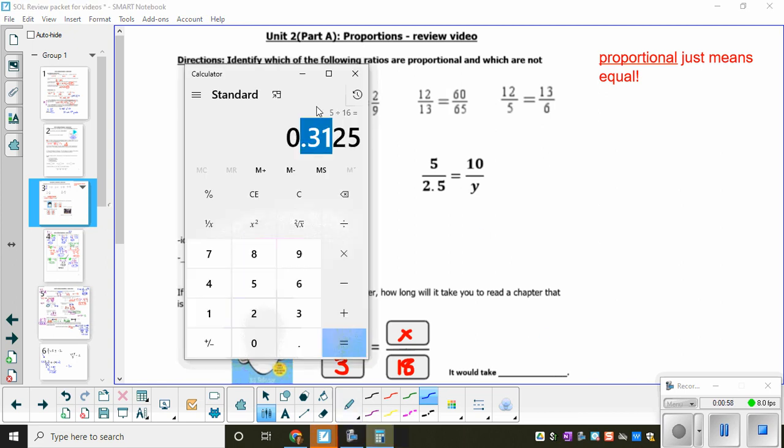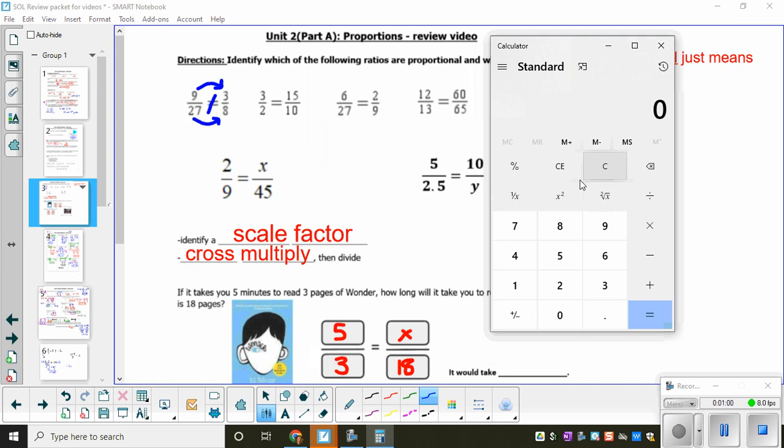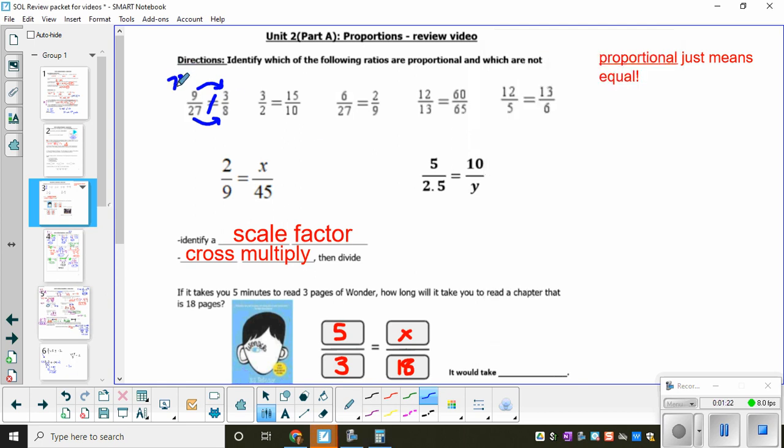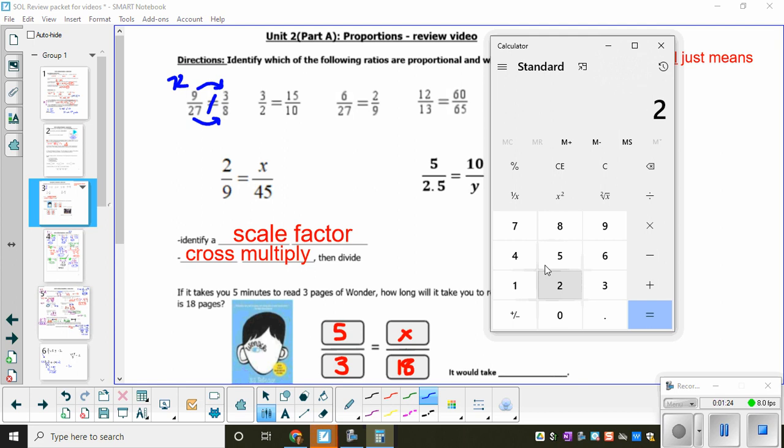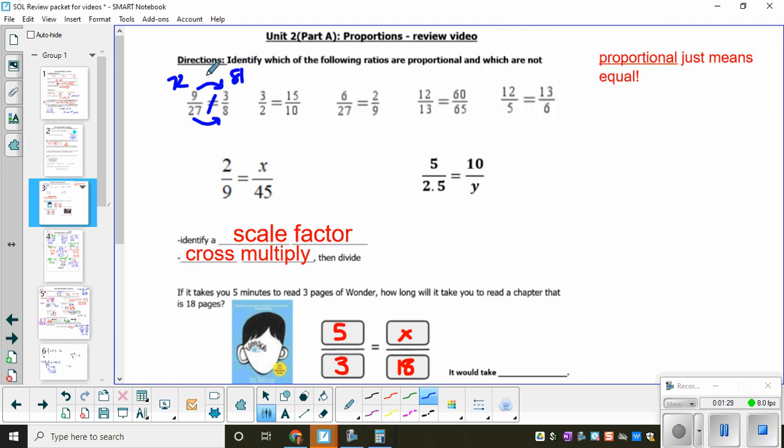Now, another way to prove that in the calculator is to convert them both to decimals. So like if I did 9 out of 27, that's a 0.3 repeating. But a 3/8, you guys know, is a 0.375. So again, converting them to decimals proves that they're not equal. And last but not least, this kind of the safer method is to just cross multiply. You could do 9 times 8 and get a 72. And then when we do 27 times 3, we get an 81. So since these are not the same, these are not proportional, okay?